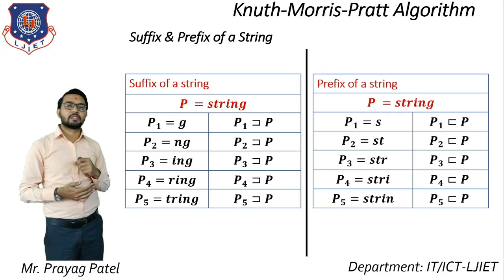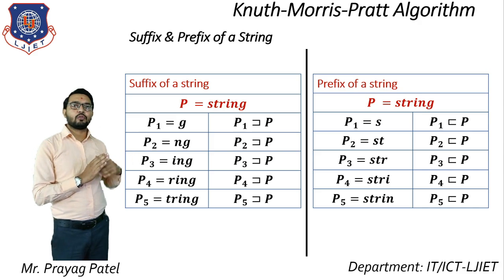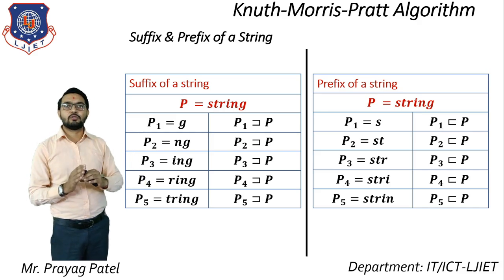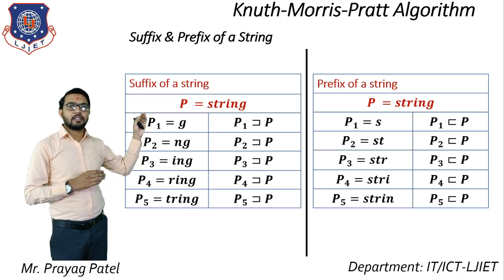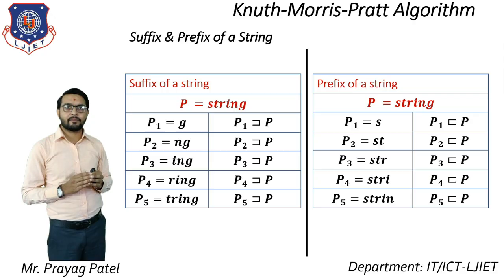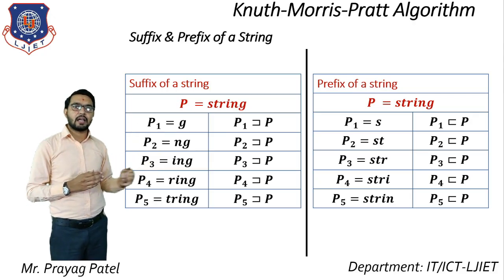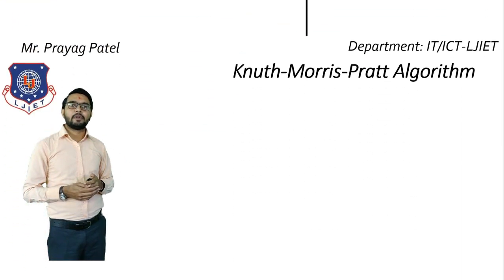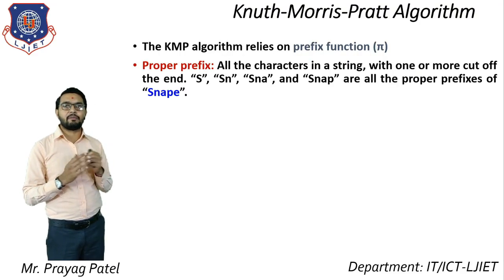Now consider the prefix table. In the prefix table, you can find prefixes the same way as suffixes, but remember that here you are pairing from the first node to the last node, moving from left to right. So the first prefix is s, then the next prefix is st, then str, then stri, then strin as your prefix. Now after that, consider the KMP algorithm prefix and suffix definition.